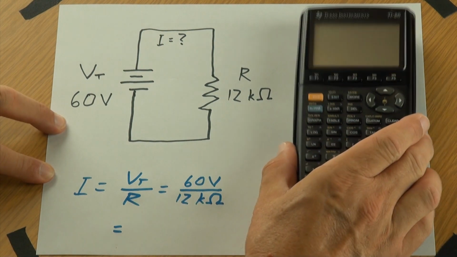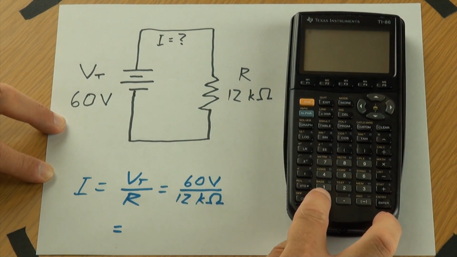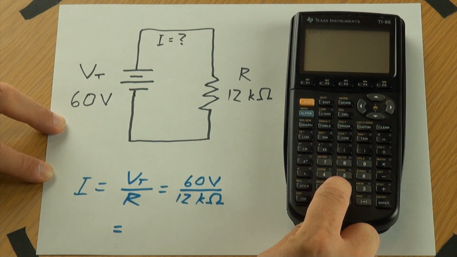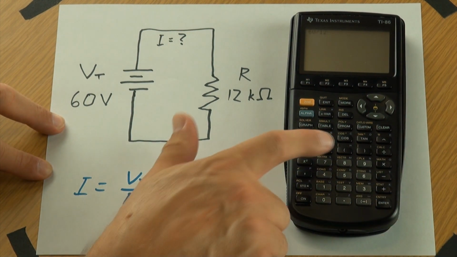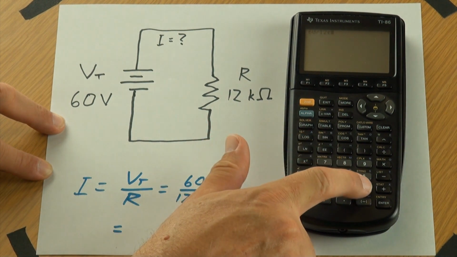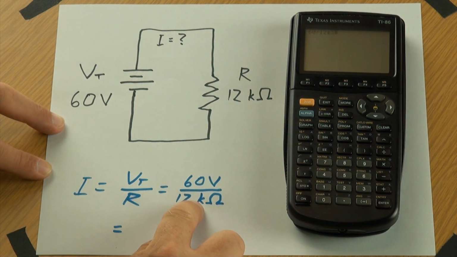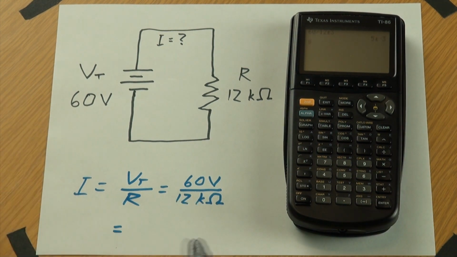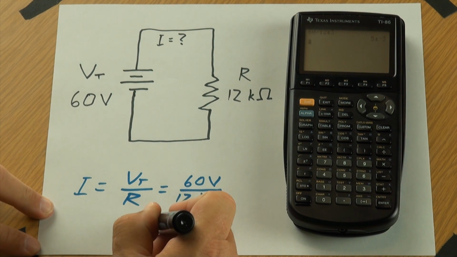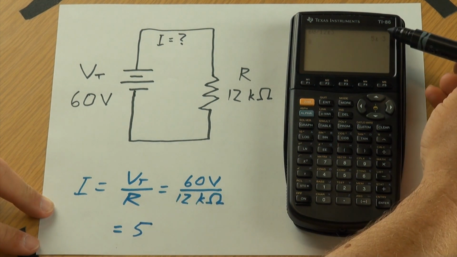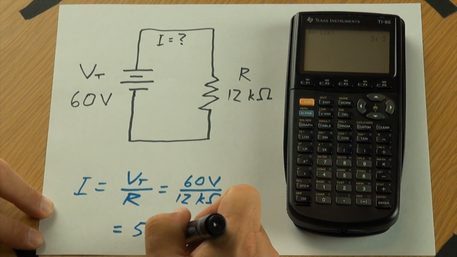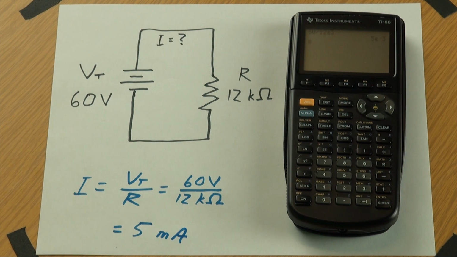So what I need to do here is take my 60 volts and divide by 12 kilo ohms. And that kilo means EE to the third power. That's what the kilo represents. The kilo is the same as times 10 to the third power. So when I hit enter on this, what I'm going to get is 5, and the calculator is giving me a -3 exponent there, which I know tells me that this is measured in milliamps.